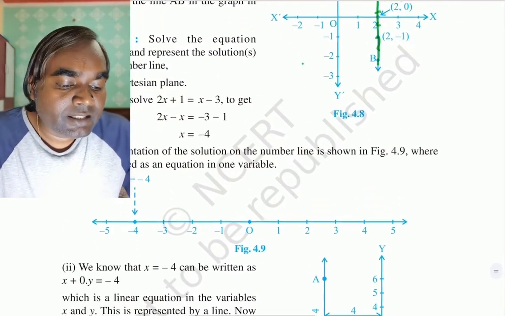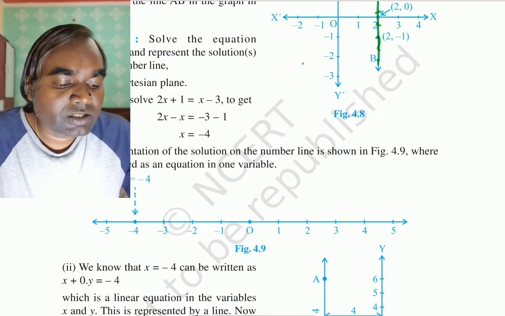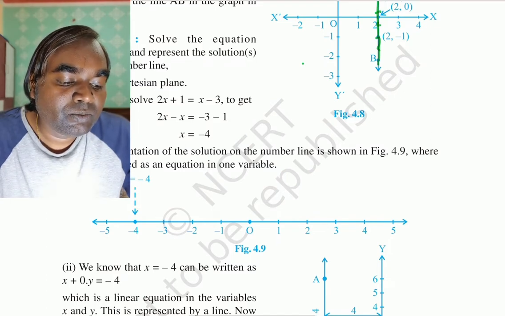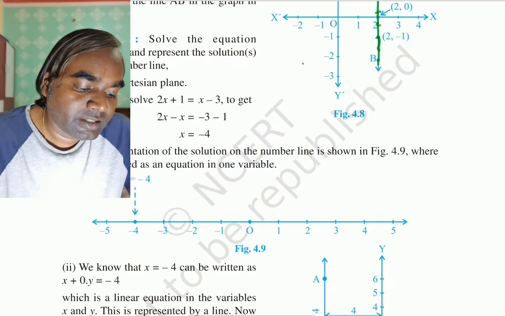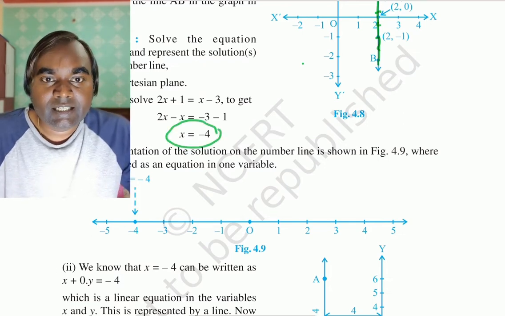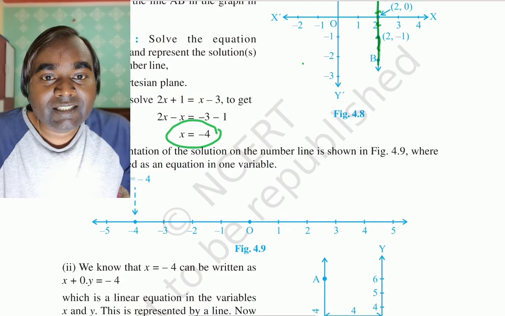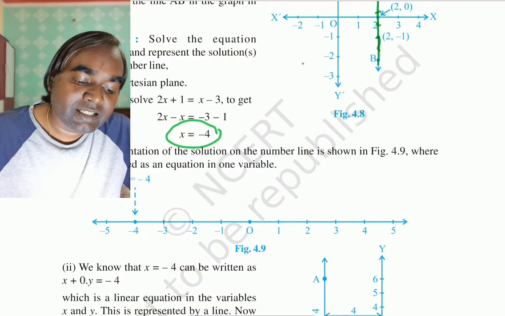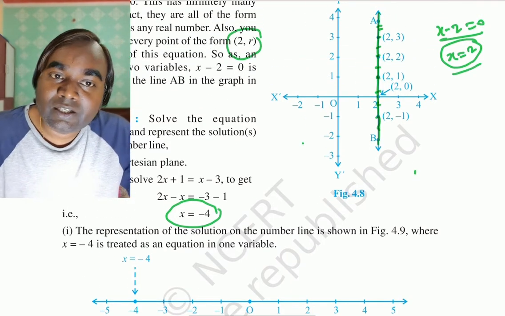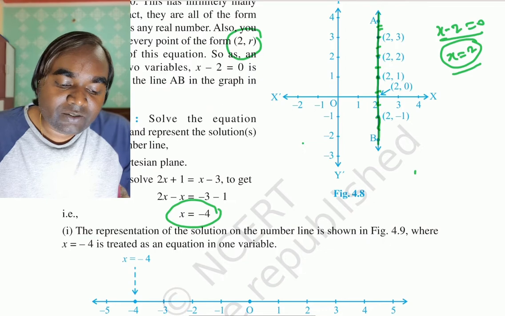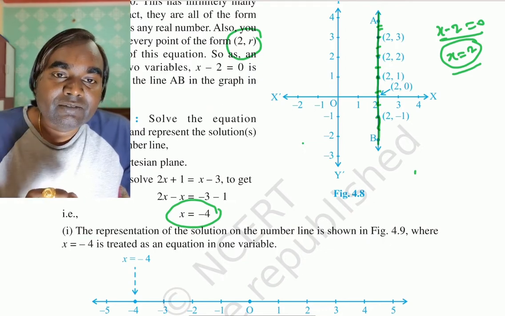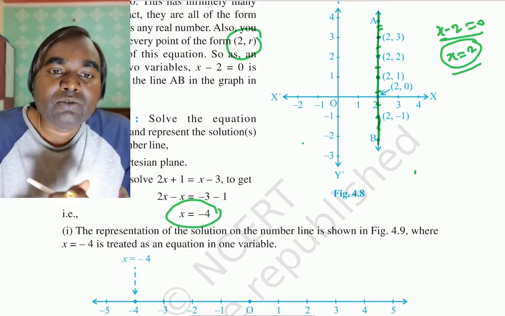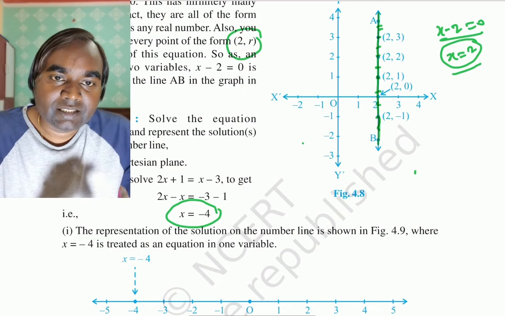Now example 9: solve the equation 2x plus 1 is equal to x minus 3. After simplification we see that x is equal to minus 4. So this is also a line parallel to the y-axis but on the negative side. Here x is equal to 2 was the line parallel to the y-axis on the positive side. Now the value is negative, so x is equal to minus 4 represents a line parallel to the y-axis but on the negative x-axis side.